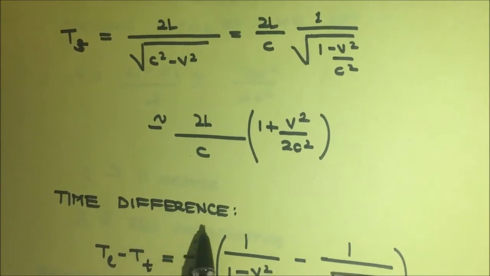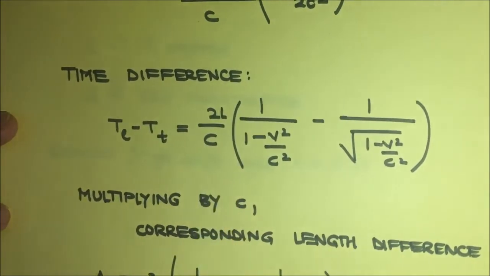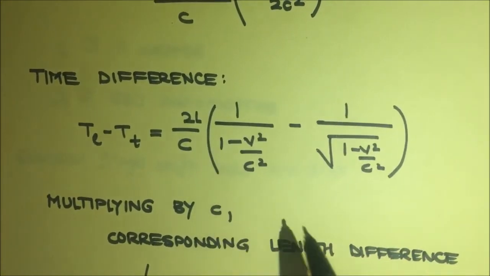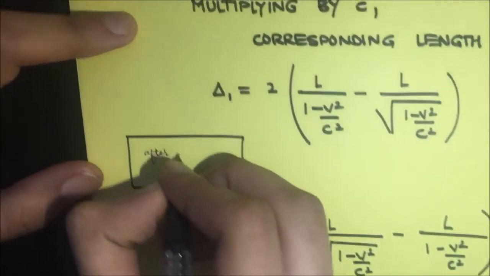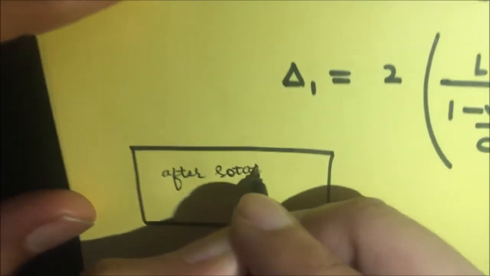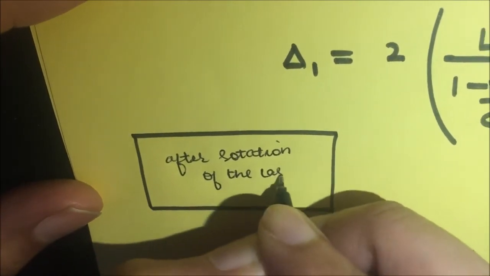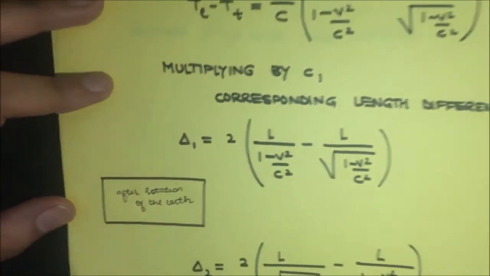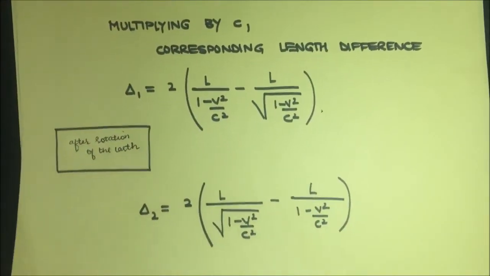Then we finally calculate the time difference between time longitudinal and time transversal, and this time before rotation is given by this, and after rotation of the Earth, is given by this expression. This is referred to as del 1 and this is del 2.